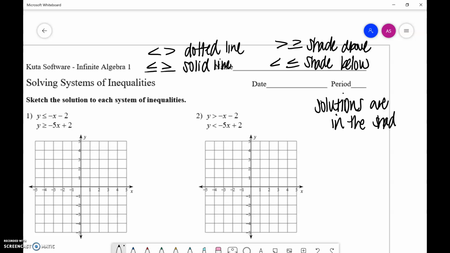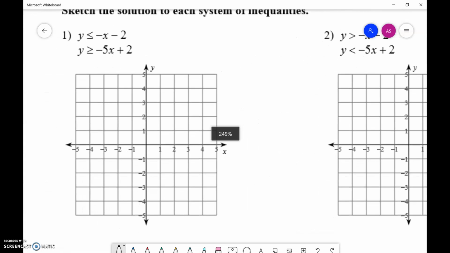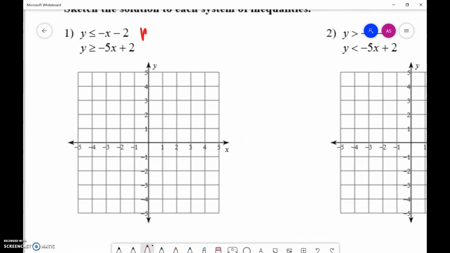Okay, so it's going to look a little different with us having a system, and you'll see that once I start explaining. So I'm going to take each inequality at a time, and I'm going to identify my slope and my y-intercept. These already are in slope-intercept form, so it's a little bit easier. So my slope here is -1. I know that because there's no number in front there, so it's just -1. And my y-intercept is -2.